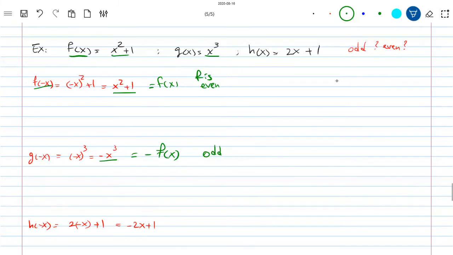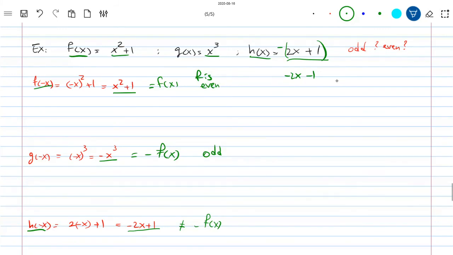What is the relation between h of x and h of negative x? h of x is 2x plus 1, h of negative x is negative 2x plus 1. Are they equal? Not really. Are they opposite? Here's the important part. If they were opposite, negative h of x would be negative 2x minus 1, because you have to multiply negative to the whole thing. But here you have negative 2x plus 1.